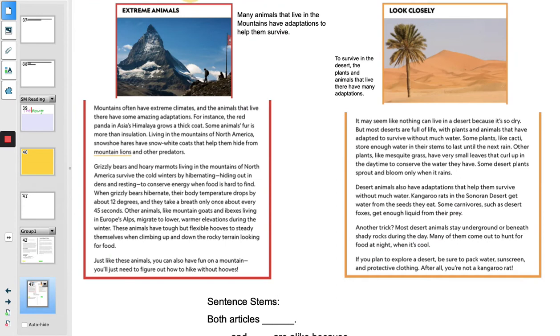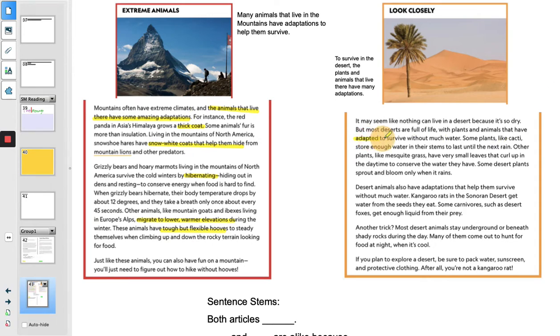And so, if I were to think about that, it says the animals that live there have some amazing adaptations. They grow a thick coat. They have snow white coats that help them hide. They hibernate. They migrate to lower, warmer elevations. And they also have tough but flexible hooves. So that's all the way that they're the same with their adaptations.